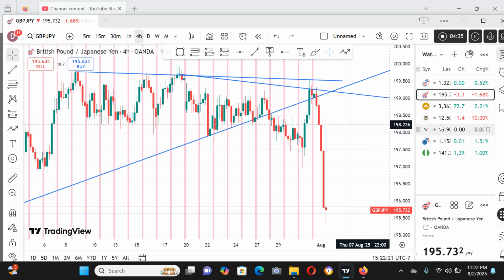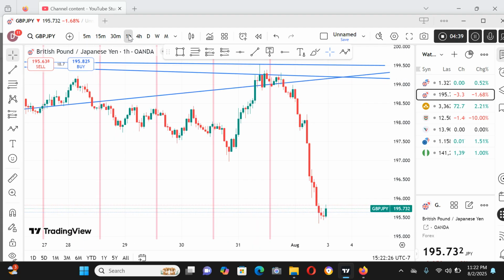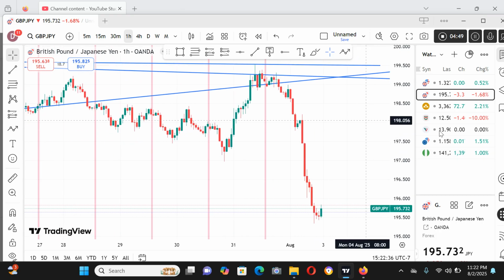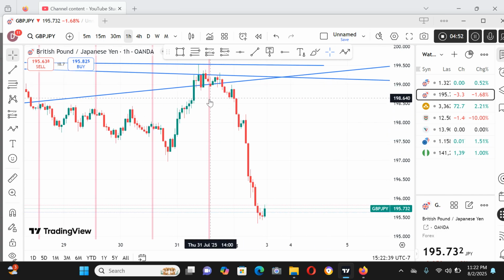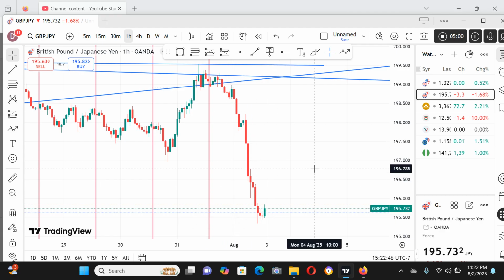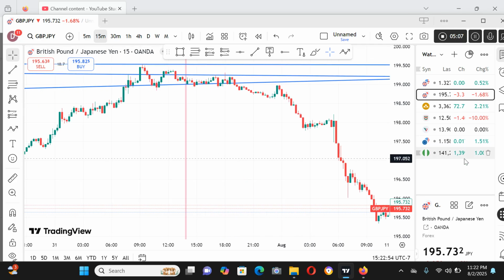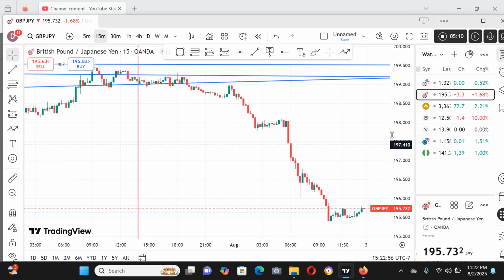So you can see on the 4 hour time frame that the market is going down. Let's go to the 1 hour time frame, and this is on GBP JPY, Great Britain pound versus Japanese yen. On the 1 hour time frame, we have another minor chart pattern here, which is a double top, and you can see the market is aggressively going down. So let's go to the 15 minutes time frame to look for entry.